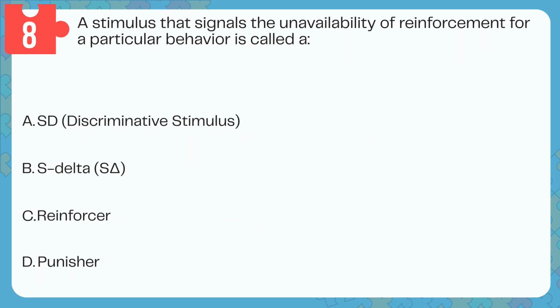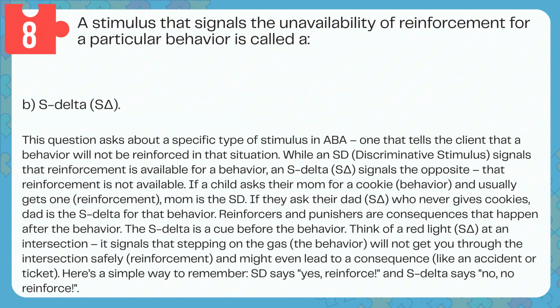Question 8. A stimulus that signals the unavailability of reinforcement for a particular behavior is called a: A. SD, discriminative stimulus. B. S delta. C. Reinforcer. D. Punisher. Answer: B, S delta.